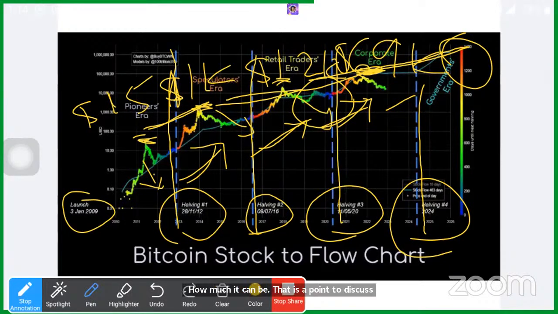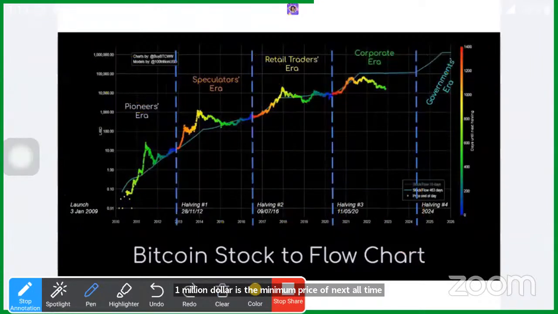And almost all the experts in the world believe that it can be somewhere above $1 million per Bitcoin. Some say it can go even to $2 million. Some even say that it can go up to $5 million. But all of them agree that $1 million is the minimum price of the next all-time high. So let us wait for that.